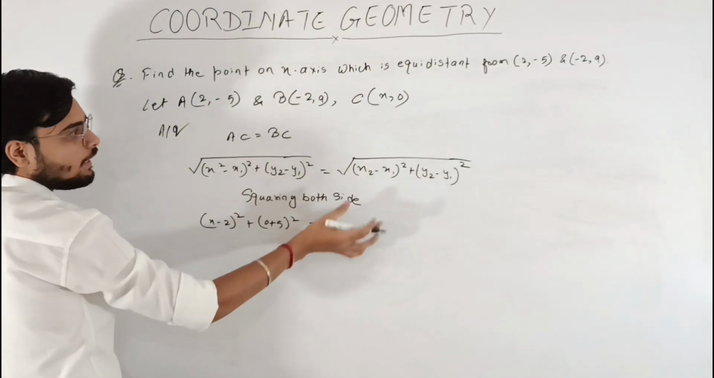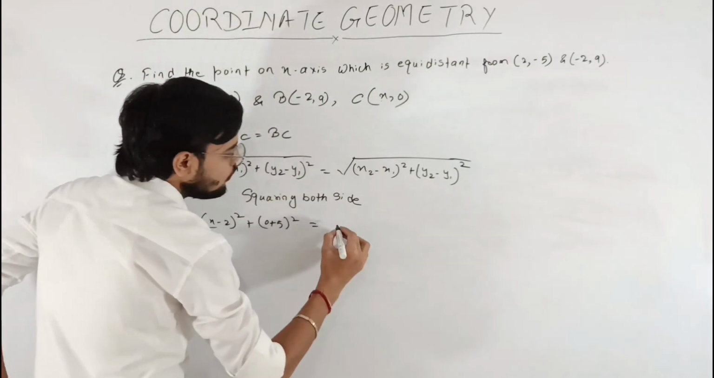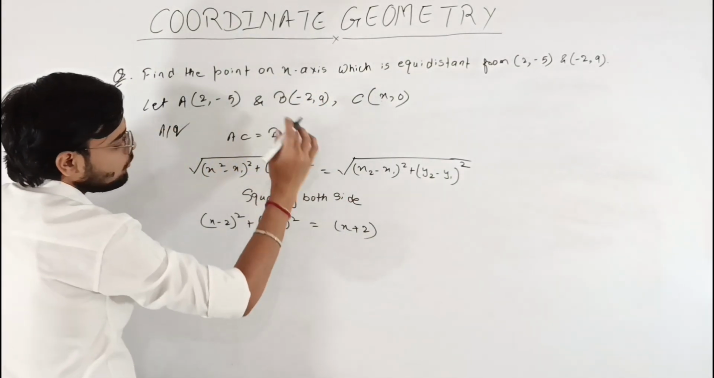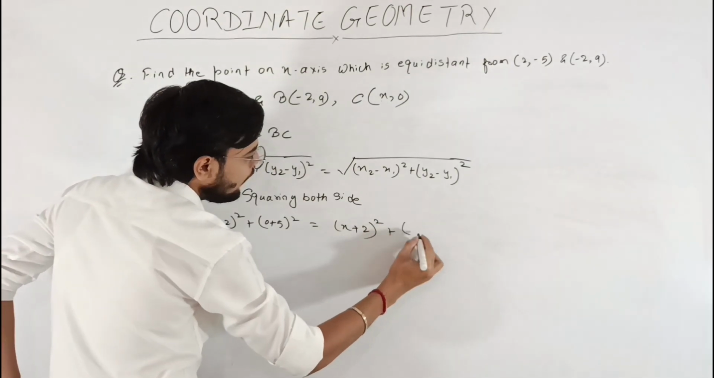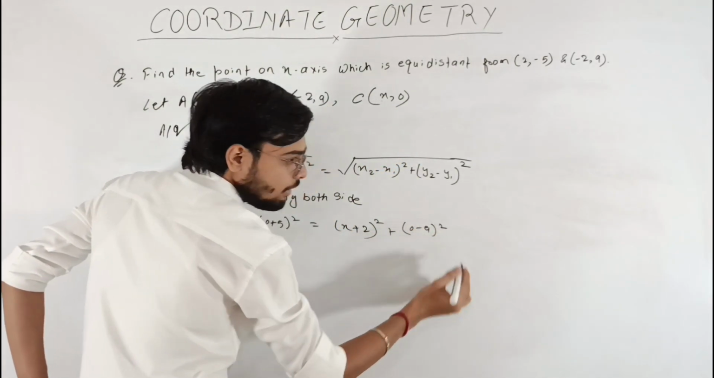Now again for BC, x2 minus x1. For B and C, x2 is x, x1 is minus 2. So I write it here x minus minus 2 will become plus 2 square plus y2 is 0 and y1 is 9. So 0 minus 9 square.